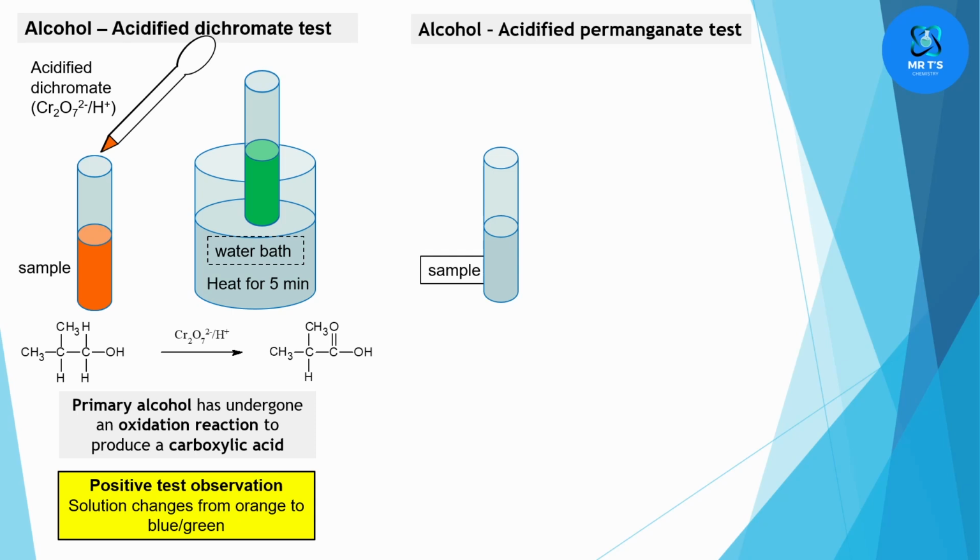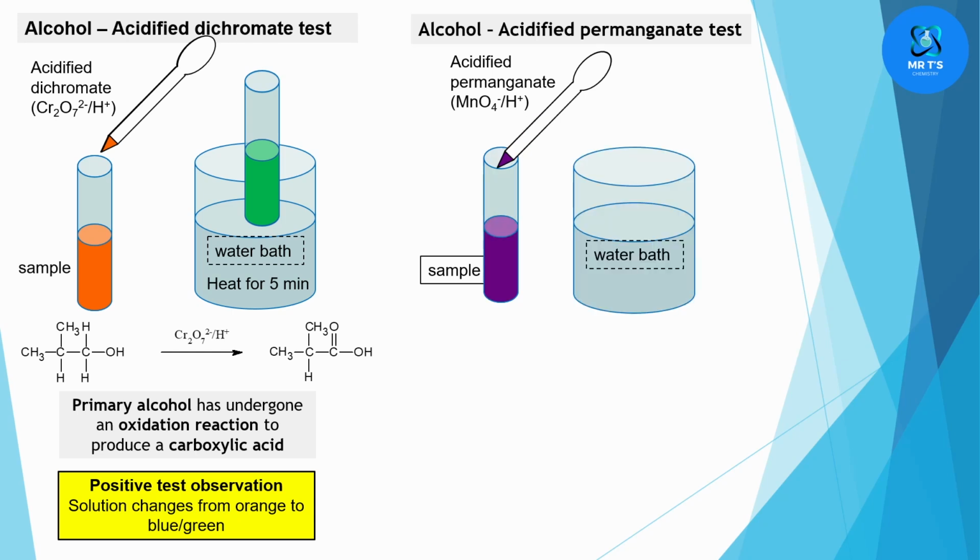We could also use acidified permanganate, which is another oxidizing agent, it is purple. Its formula is MnO4 minus, and there's an H+ because it has been acidified. It has acid with it. Now, if the purple acidified permanganate is added to the sample, we can put it in a water bath and heat it for 5 minutes.